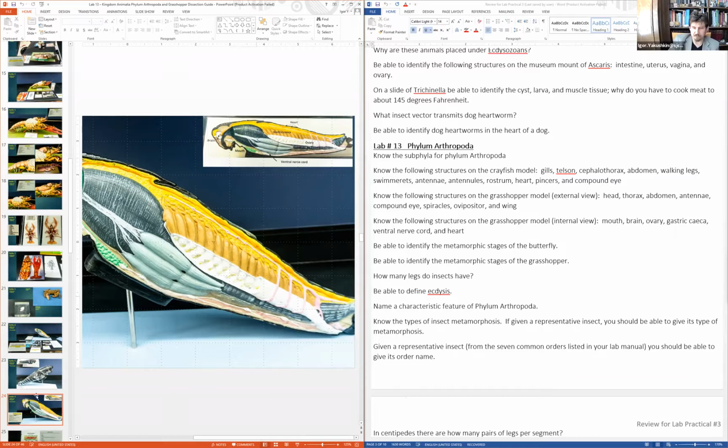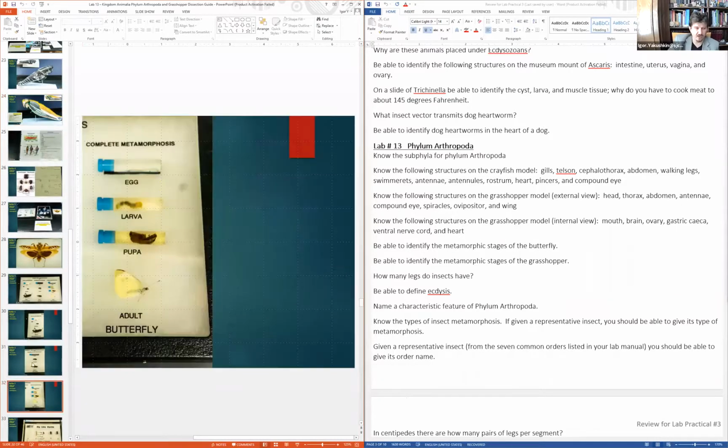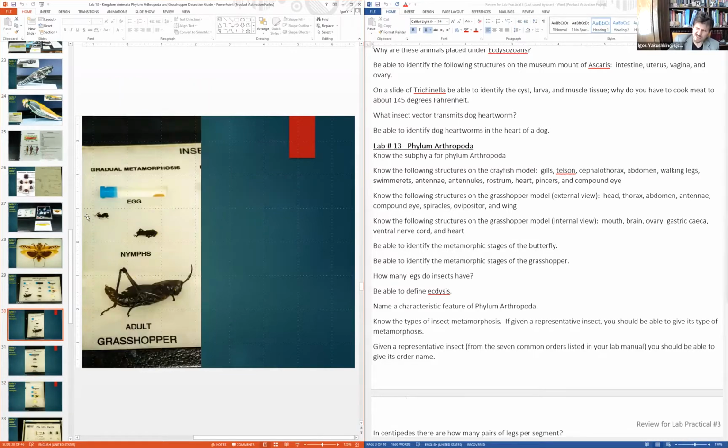Identifying metamorphic stages of the butterfly. In the butterfly, what do we have? We have the egg, larva, pupa or chrysalis, and the adult. On the grasshopper, we'll see the egg, nymphs. If you can call them larvae, it's kind of okay, but better I'll call them nymphs. And then the adult grasshopper.